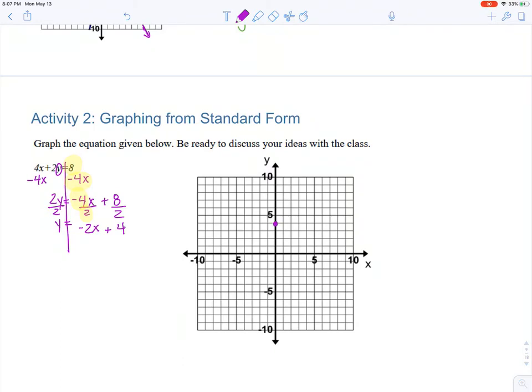We're going to plot our y-intercept at 0, 4. We're going to go down 2 over 1 because every time our x increases by 1, our y value is decreasing by 2. And we're going to connect all of our points.